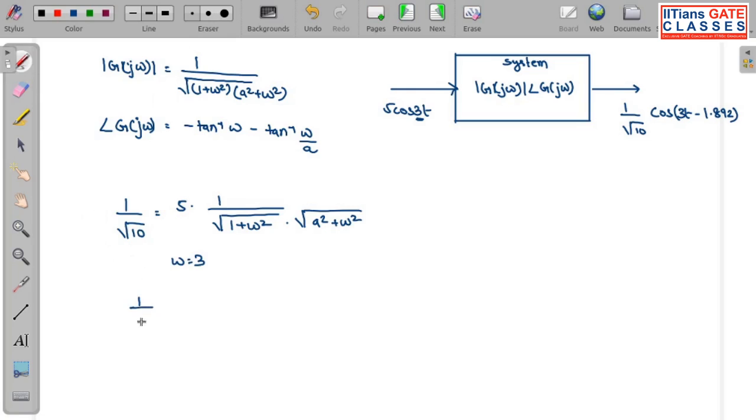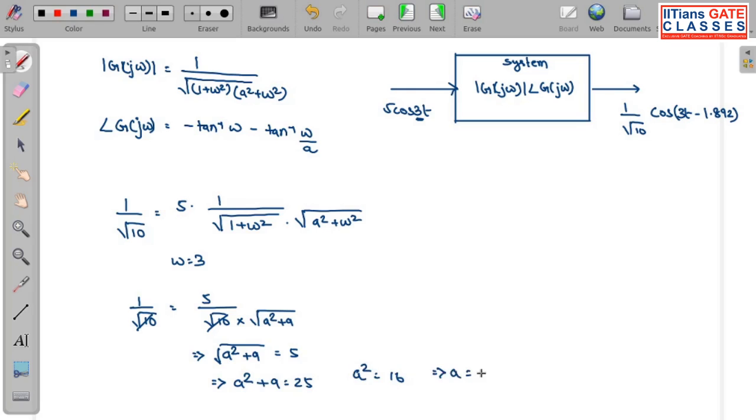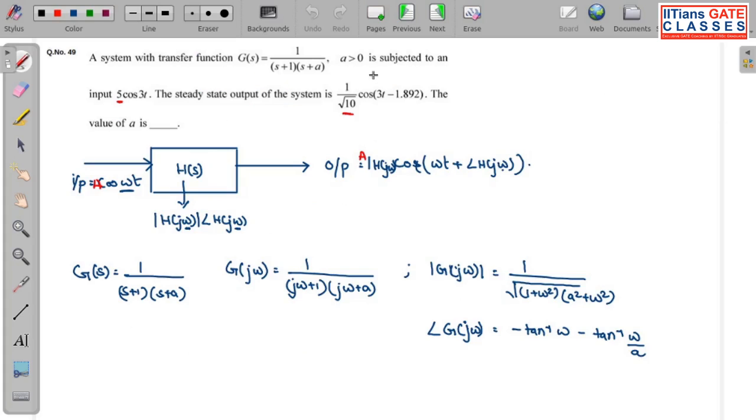So it will be 1 by root 10 is equal to 5 by root 10 into root of a square plus 9. Okay, so this root 10 gets cancelled, and it will be: a square plus 9 under root is equal to 5. Taking square on both sides, a square plus 9 is equal to 25, a square is equal to 16, which implies a is equal to plus minus 4. Okay, the value of a is coming out to be plus minus 4.